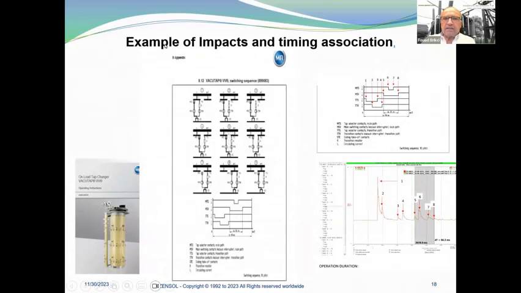Here it's an example of impacts and timing association. So this is how this vacuum tap changer is operating, and with this information and the impact, we can associate exactly how the transition happens.